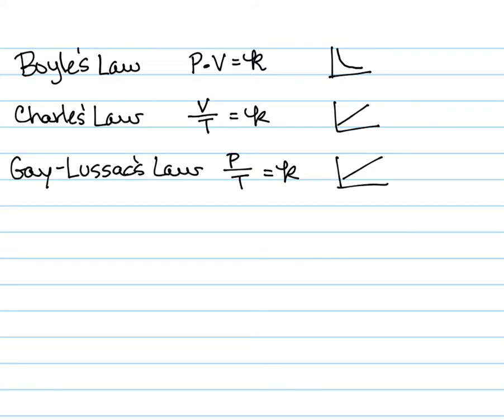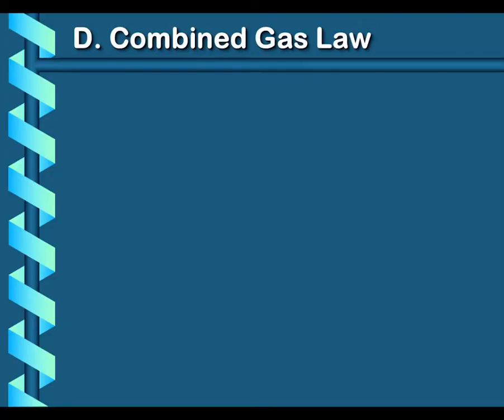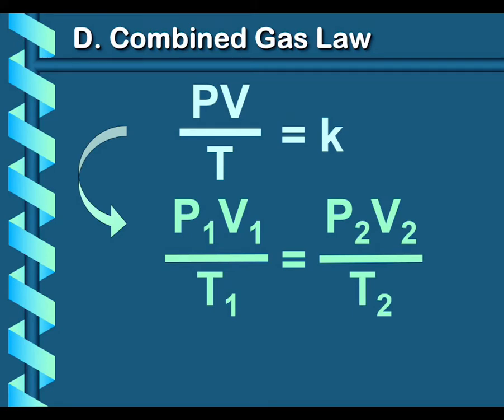Now we're going to introduce to you the combined gas law. And the combined gas law is going to take into account all of this. And notice temperature is in the denominator. So with our combined gas law, this is the fourth gas law you're going to learn. We're going to look at combining Boyle's law, Charles's law, and Gay-Lussac's law to give us PV over T equals a constant.